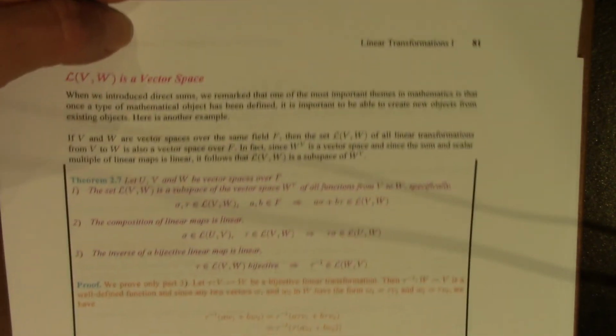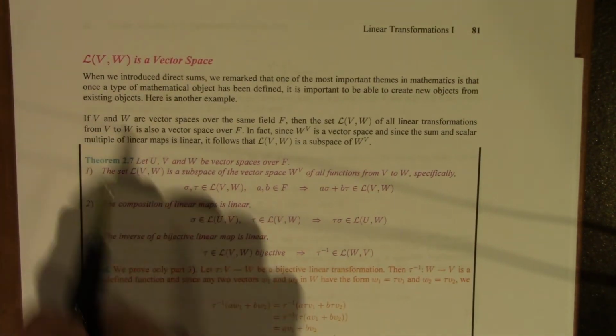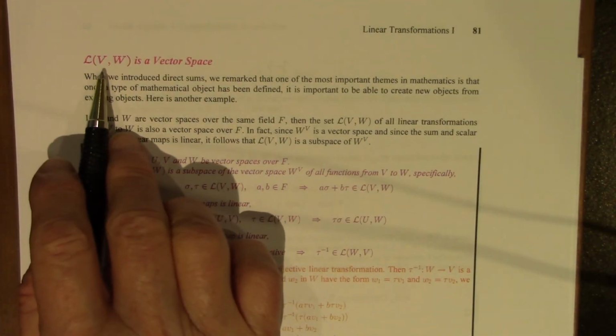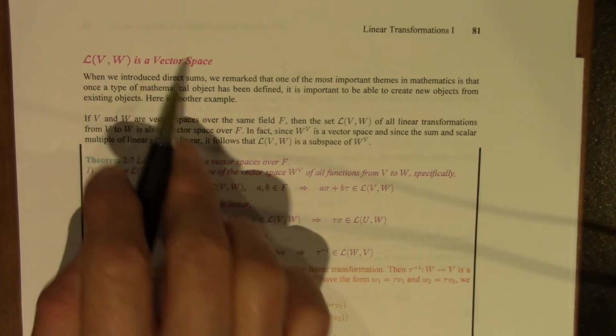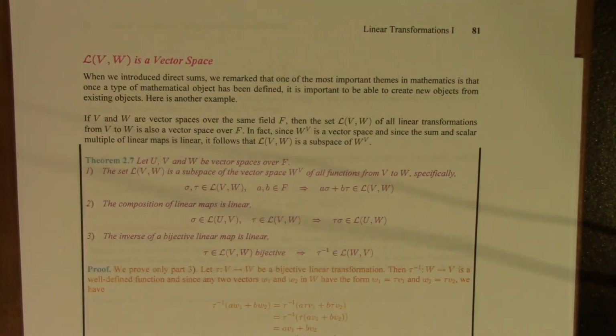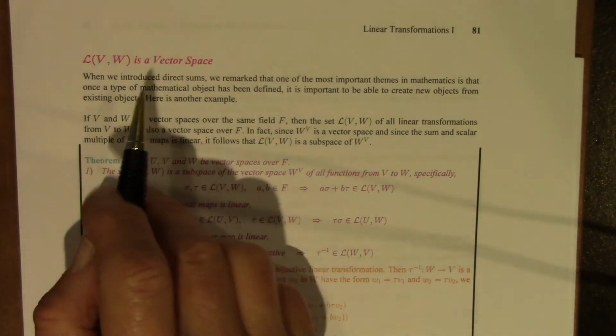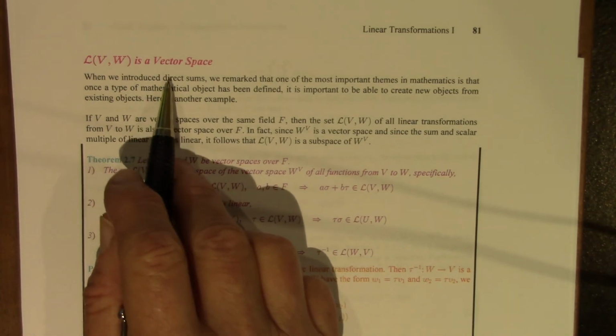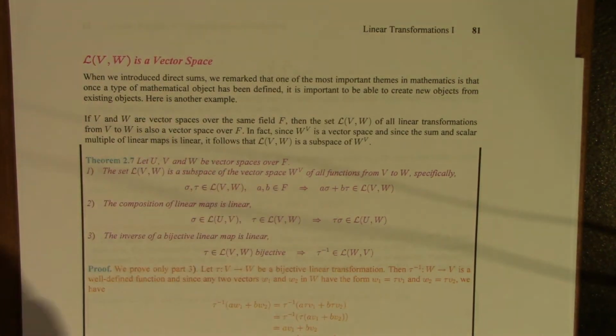I said earlier that we would show that the set of all linear transformations from V to W is in fact a vector space. The operations are the usual addition and scalar multiplication of functions. And this provides a way to generate new vector spaces from existing ones as well, as the direct sum did, as we did earlier.